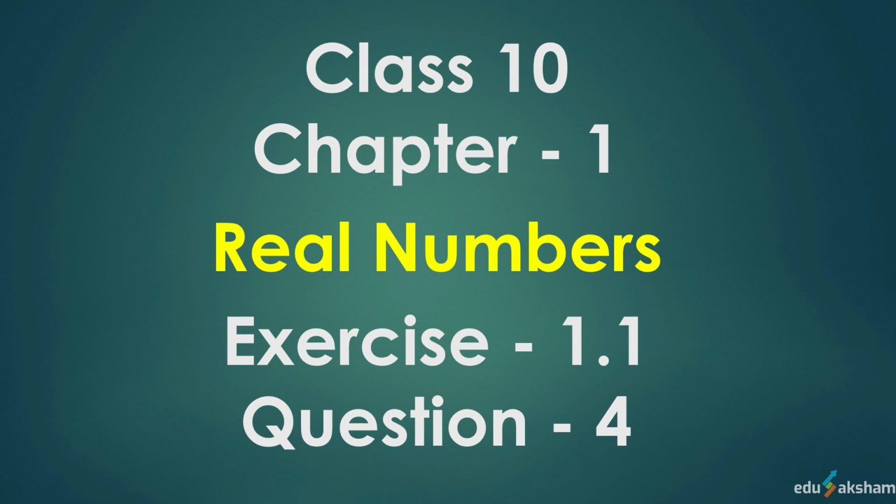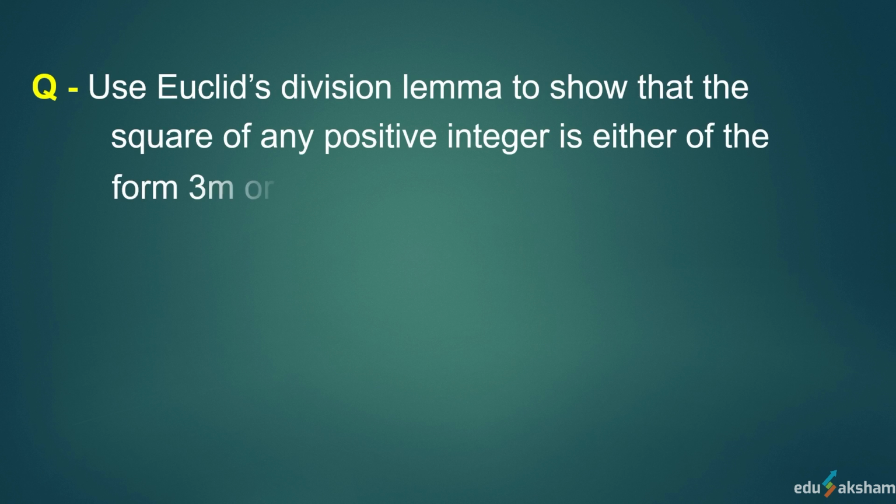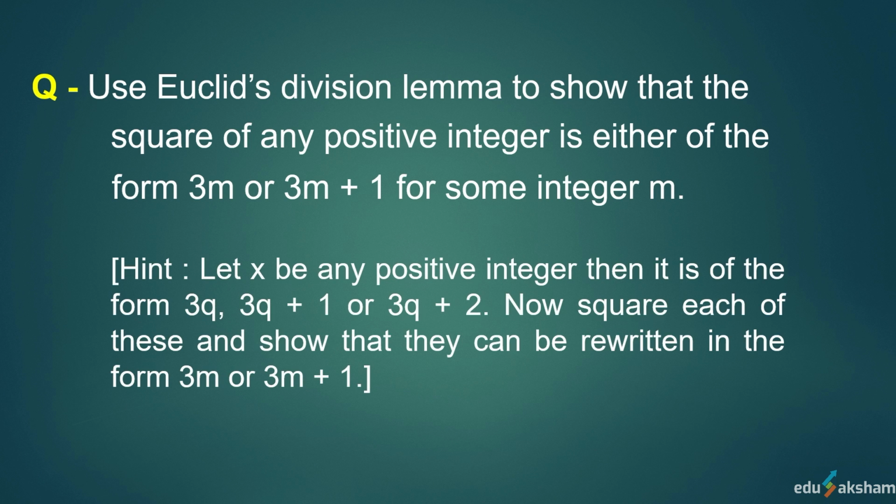Class 10, Chapter 1, Real Numbers, Exercise 1.1, Question number 4. Use Euclid's division lemma to show that the square of any positive integer is either of the form 3m or 3m plus 1 for some integer m. The hint given to us in the question says, let x be any positive integer, then it is of the form 3q, 3q plus 1 or 3q plus 2. Now square each of these and show that they can be rewritten in the form 3m or 3m plus 1.